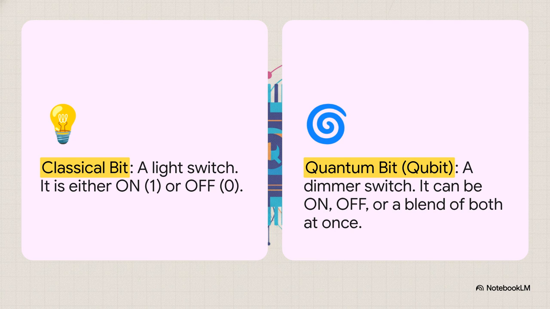The computer you're watching this on right now runs on bits. You can think of them like simple light switches. They're either on, which is a 1, or they're off, which is a 0. That's it. Simple, right? A qubit, on the other hand, is more like a dimmer switch. It can be fully on, a 1, fully off, a 0, or, and here's the quantum magic, it can be in a blend of both states at the exact same time.